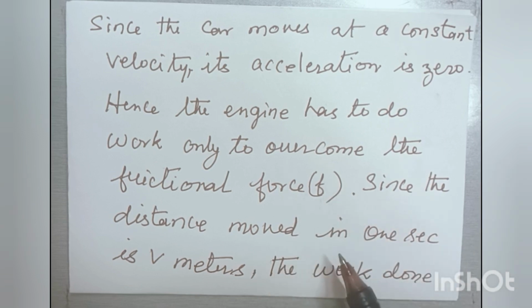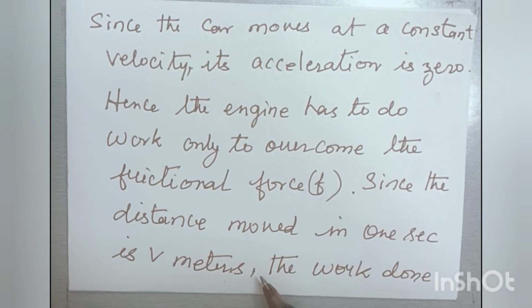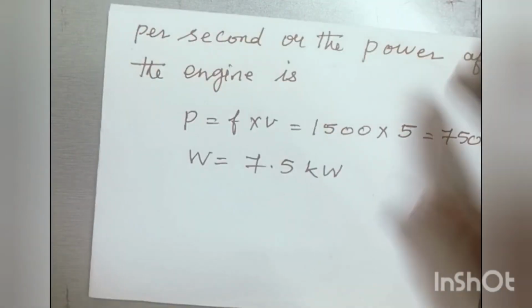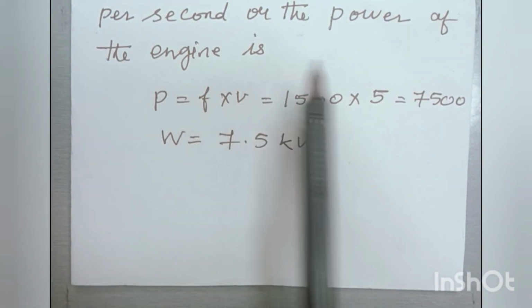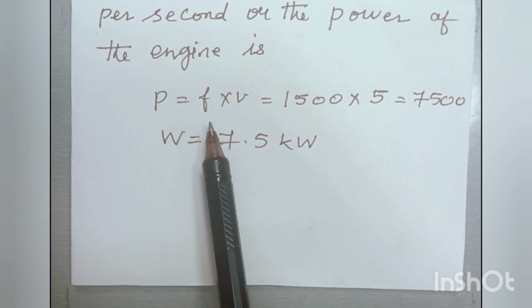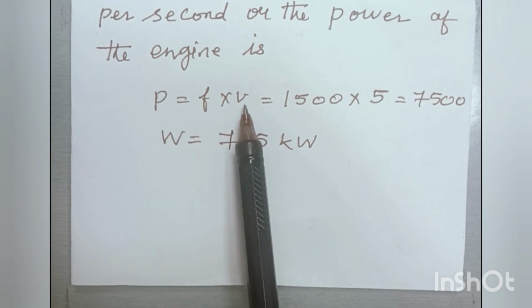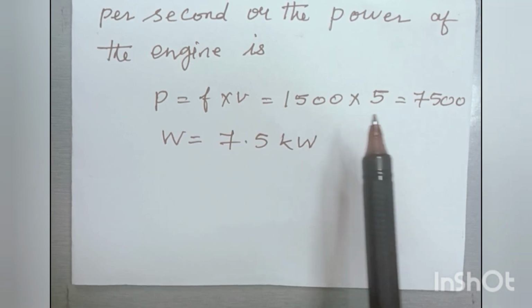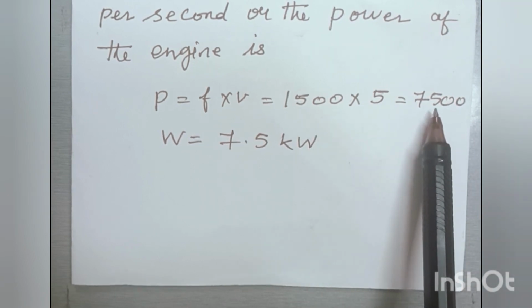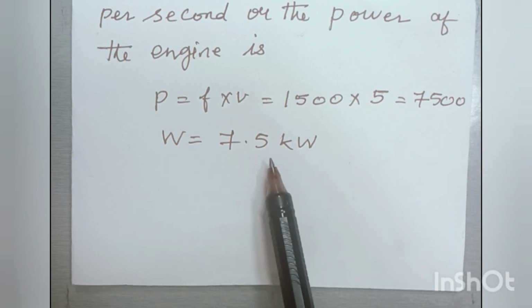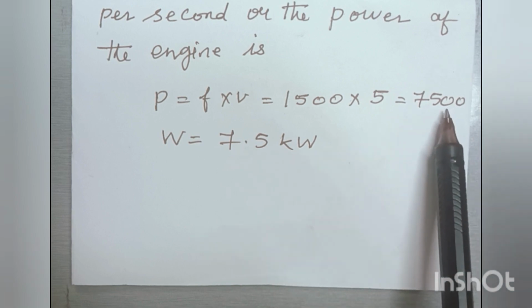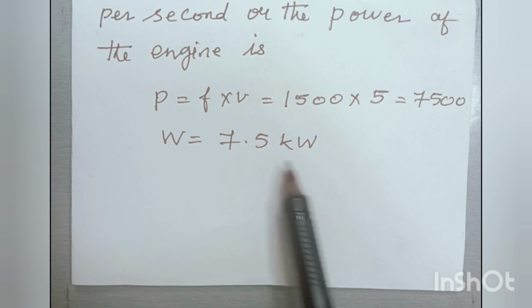Since the distance moved in 1 second by that car is v meters, the work done per second, or power of the engine, is P equal to friction into velocity. So 1500 newtons friction into velocity becomes 7500 watts. Converting that by dividing by 1000, you get 7.5 kilowatts.